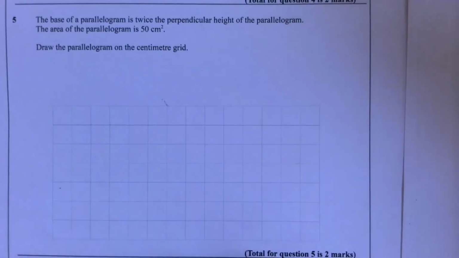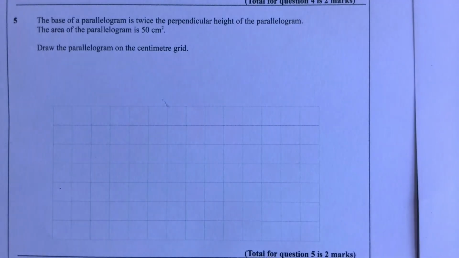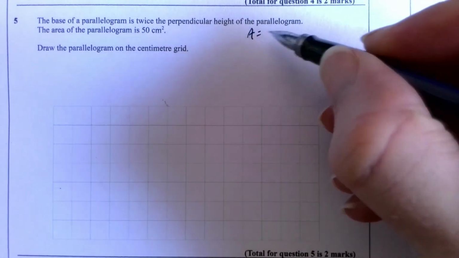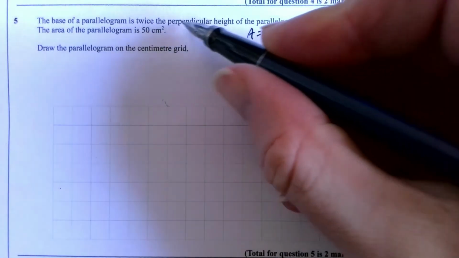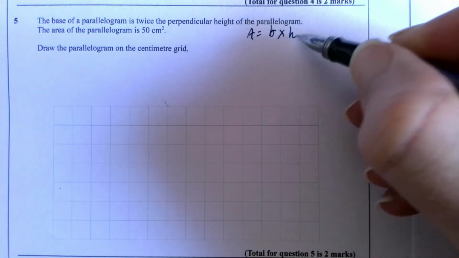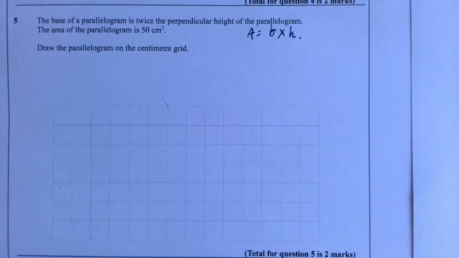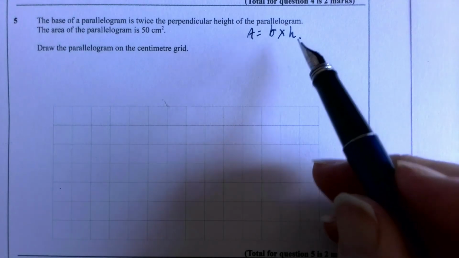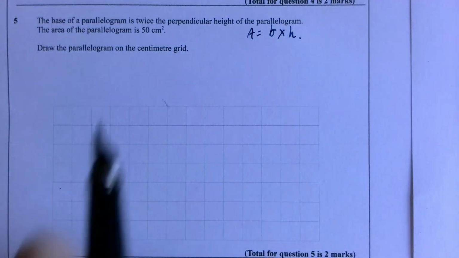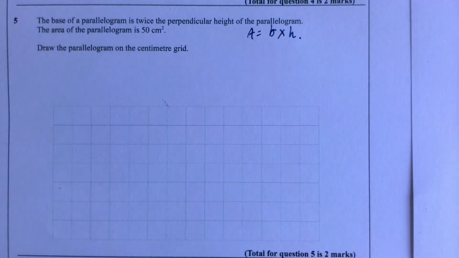On to question 5. So it's a similar problem. Take your time, write down what those first two sentences say and see if you can write it down in terms of the formula. Remembering the formula is the base times the perpendicular height. And the base is going to be twice the perpendicular height. And they're multiplying together to make 50.